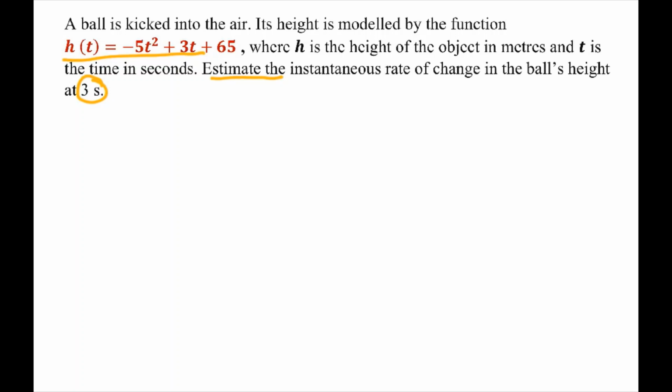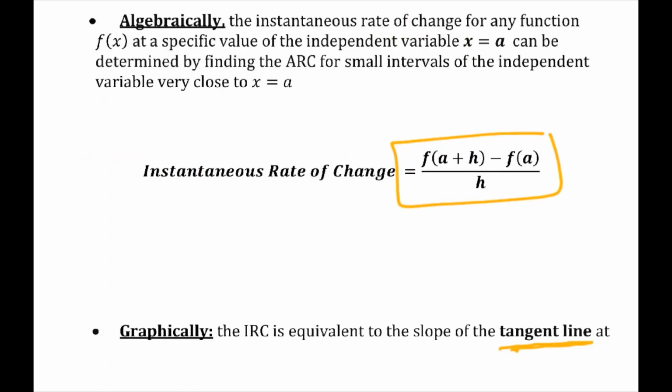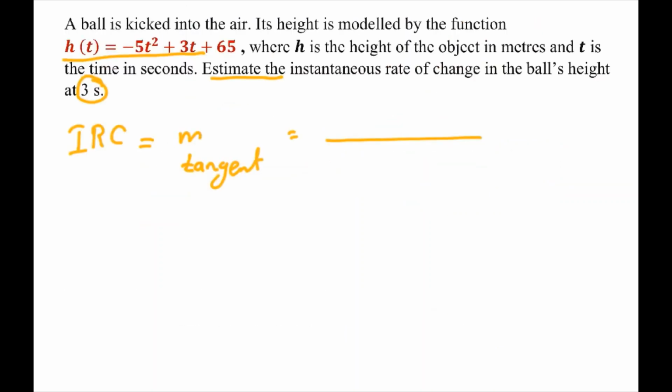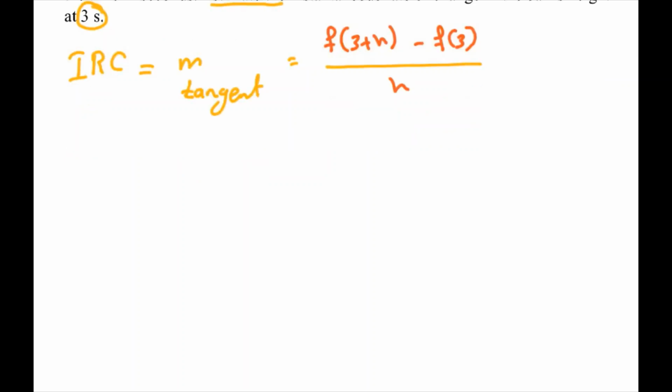Here I don't have an interval. I have a specific point, which is a 3. So instantaneous rate of change means the slope of the tangent. So we know it's going to be the slope of the tangent, which is, again, we are going to use this formula, f(a + h) minus f(a) over h. A in this case is 3, so it will be f(3 + h) minus f(3) over h.